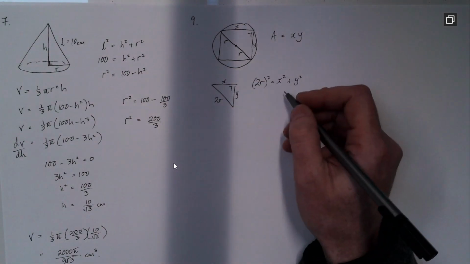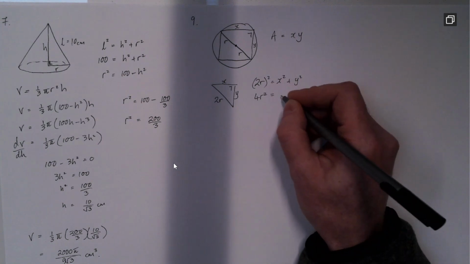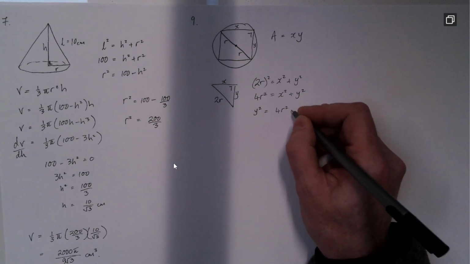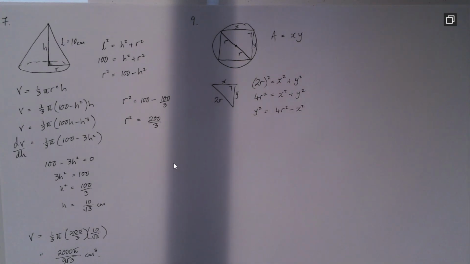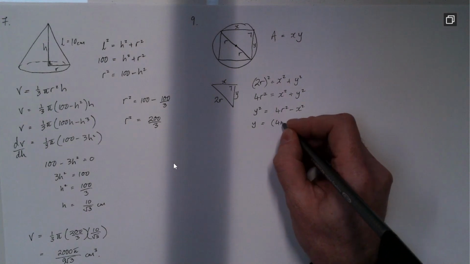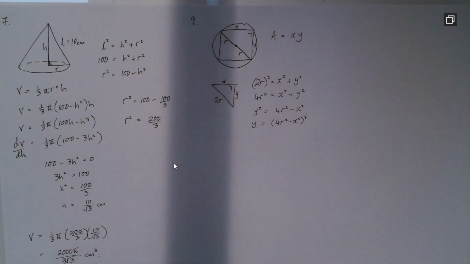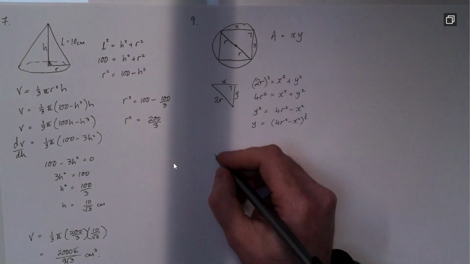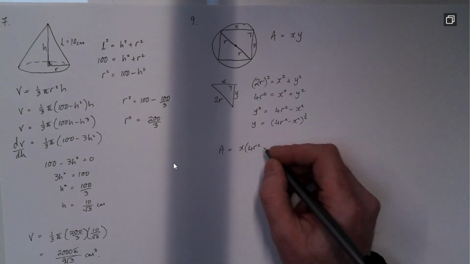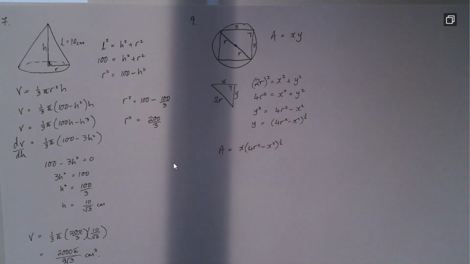Now, if we solve for y, we have 4r squared equals x squared plus y squared, so 4y squared equals 4r squared minus x squared. Now r remains the same, it's a constant. So y squared equals, so y equals the square root of 4r squared minus x squared, to the power of half. Then substitute into the area formula, so the area equals x times the square root of 4r squared minus x squared.